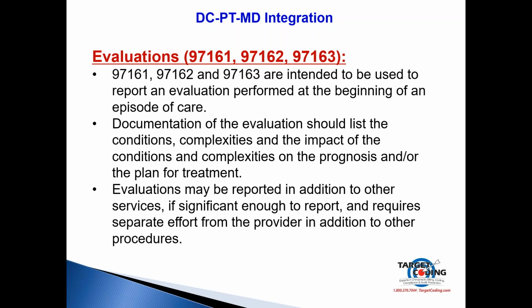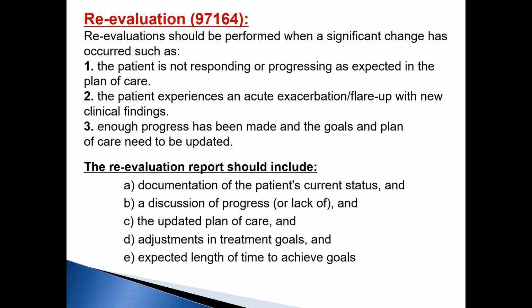PT evals, they have 3 eval codes. They used to only have 1. So 97161, 97162, and 97163. They're intended to be used to report an evaluation at the beginning of an episode of care. Reevaluations, there's 1 code for reevaluations, 97164. Again, these are physical therapy codes. Chiropractors should not be using these codes.